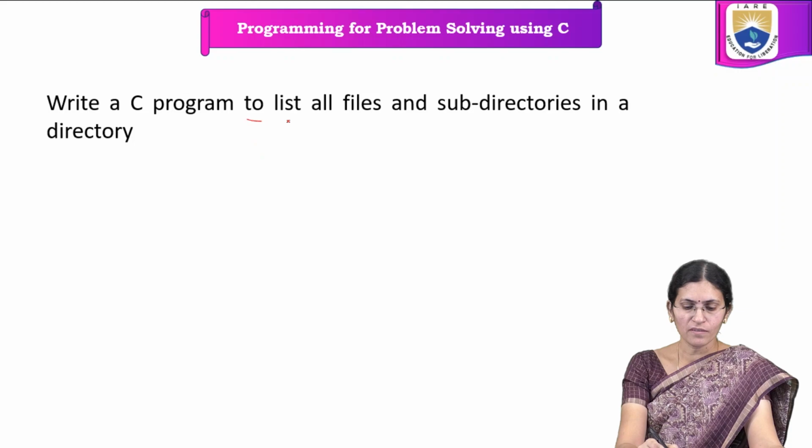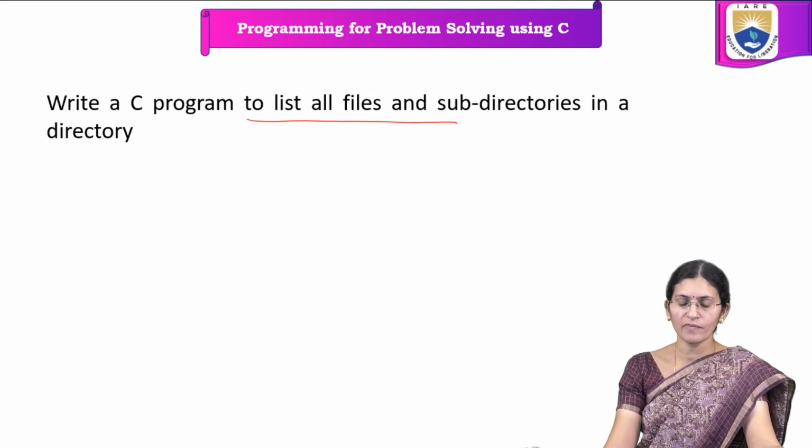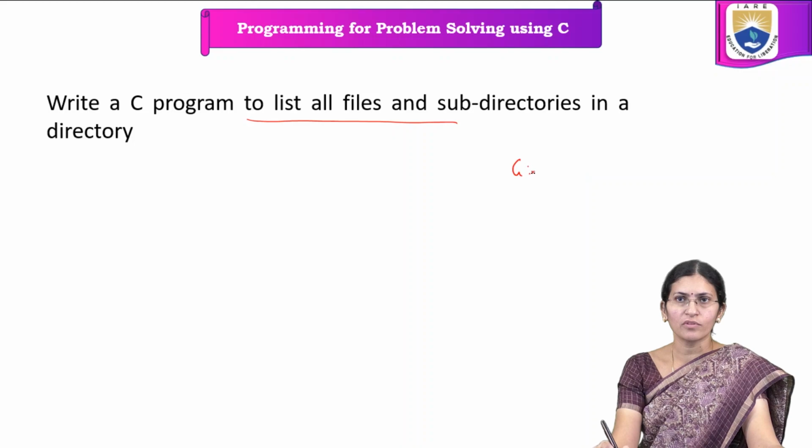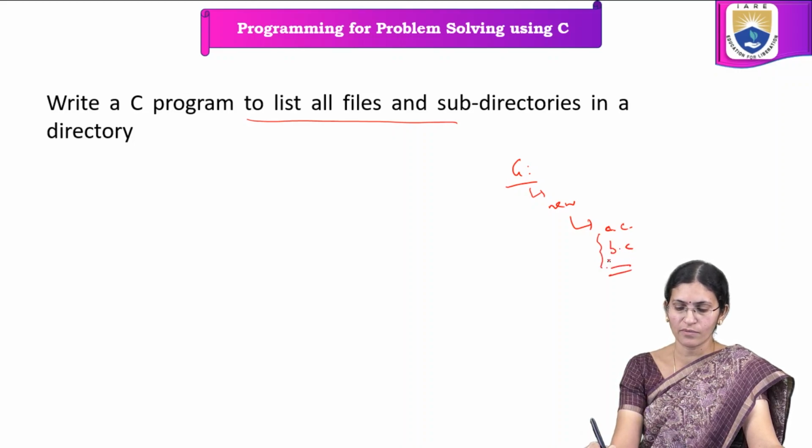So the next program is to list all the files and subdirectories in a directory. A directory is nothing but a folder. Suppose a G folder is there. In this folder, if you have one more folder, new, and in that you have some files, suppose these are the C programs we have, ab.c and so on. These are the files which are there.